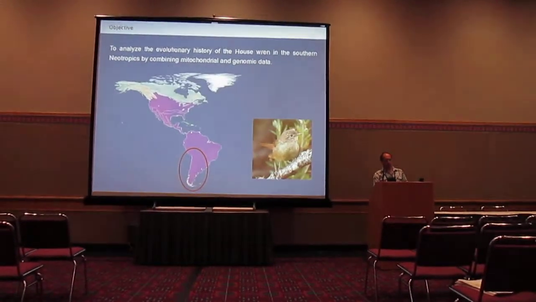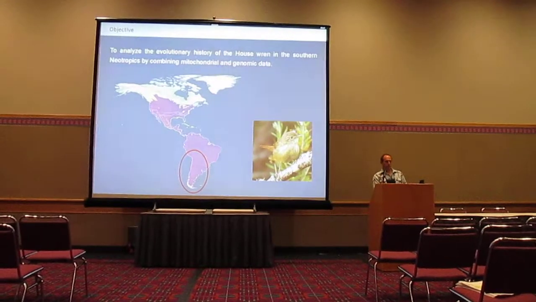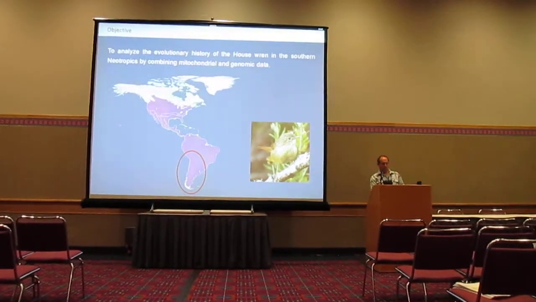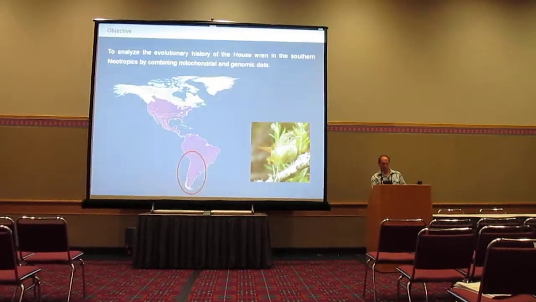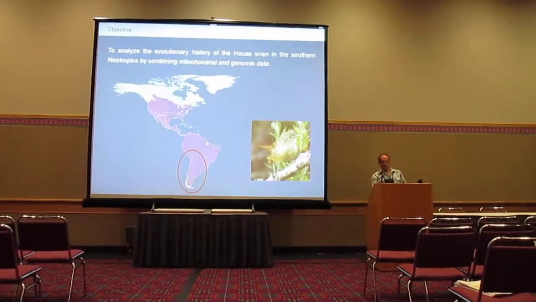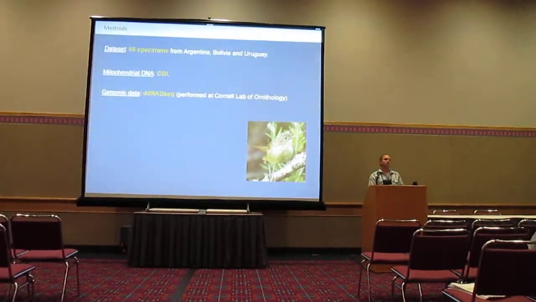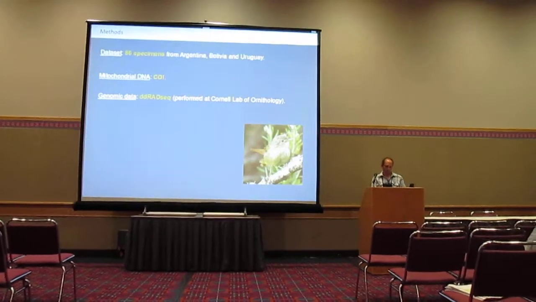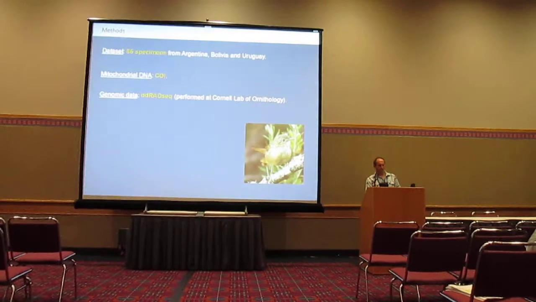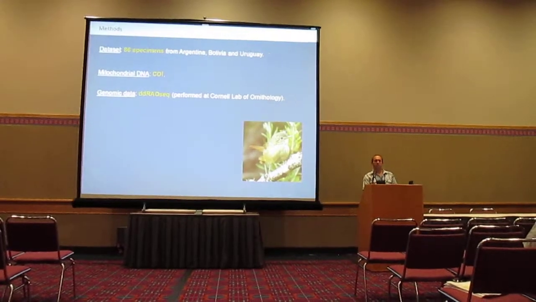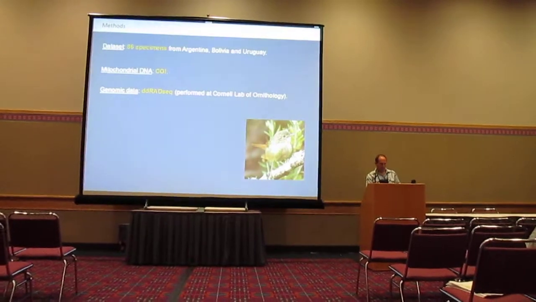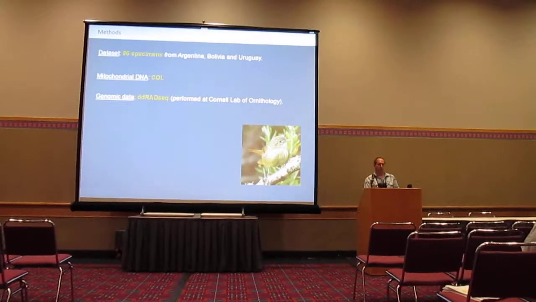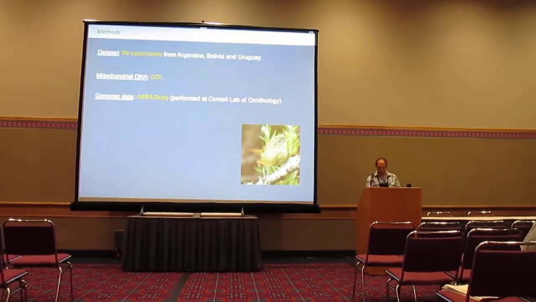So in this context, the objective of this study was to analyze the evolutionary history of the house wren, combining both mitochondrial and genomic data, and we will be focusing on the southern cone of South America, from which we have data from both sources. So for this, we gathered a data set consisting of 86 specimens from Argentina, Bolivia, and Uruguay. We used CO1 as the representative of mitochondrial DNA. We had some sequences as a result of barcoding, and we added several more. And then we also used genomic data. We did ddRAD sequencing. This was performed at the Cornell Lab of Ornithology in collaboration with Leo Campagna.